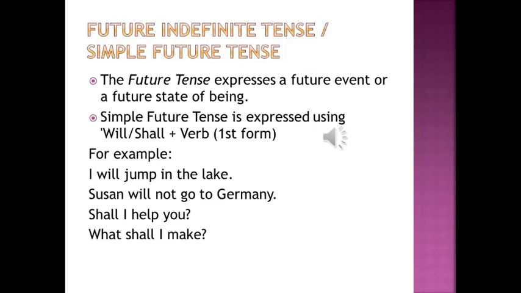The future indefinite tense is used to express the action or event which is likely to happen in future. It is also used to express intention, willingness, promise, threat, or to make an offer or request. Simple future tense is expressed using will, shall, plus first form of the verb. For example, I will jump in the lake. Suzanne will not go to Germany. Shall I help you? What shall I make?